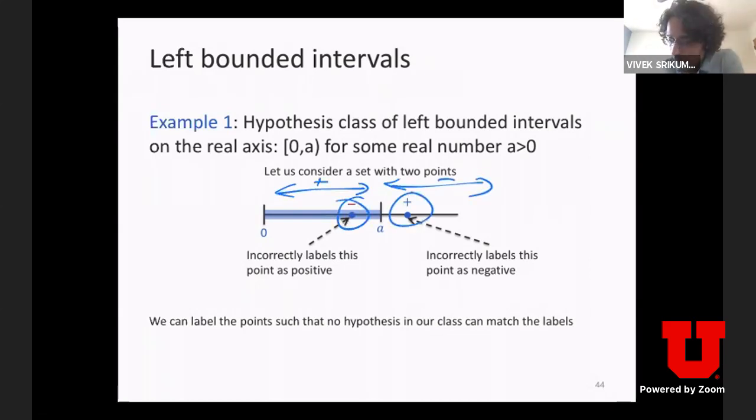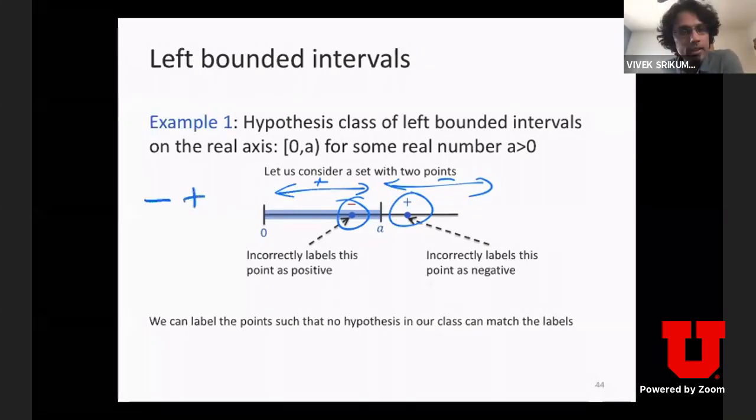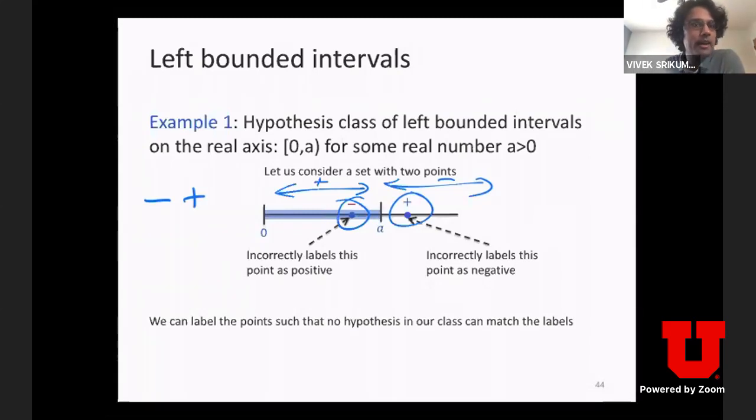What this means is, for the labeling where you have a minus plus, there is no classifier in the set of functions that agrees with that labeling. So let me look at the questions, and feel free to ask more questions.